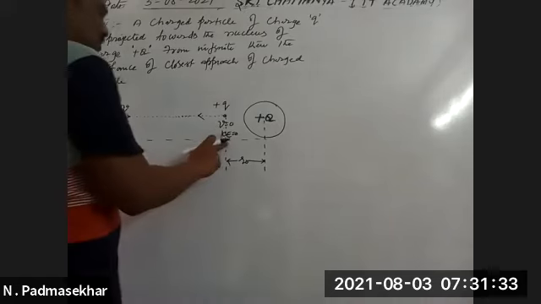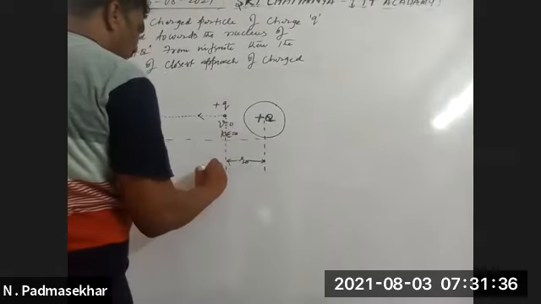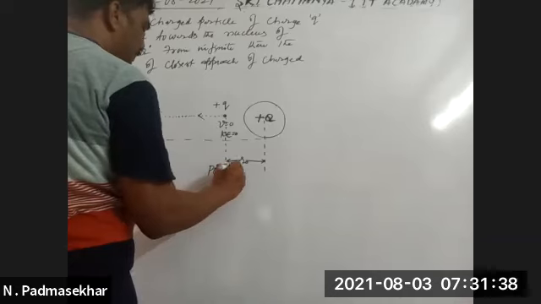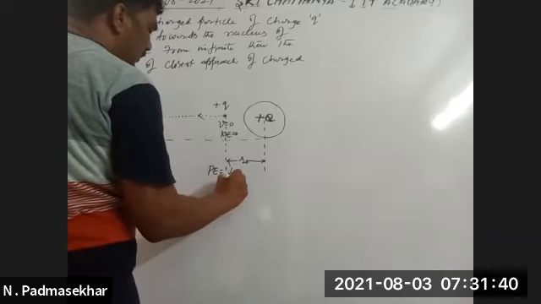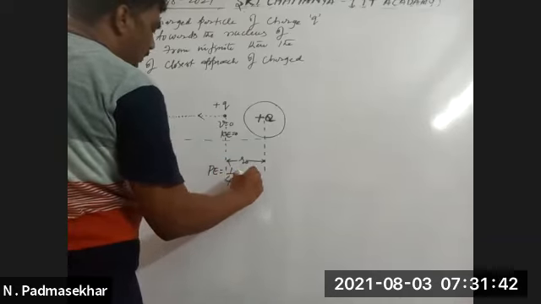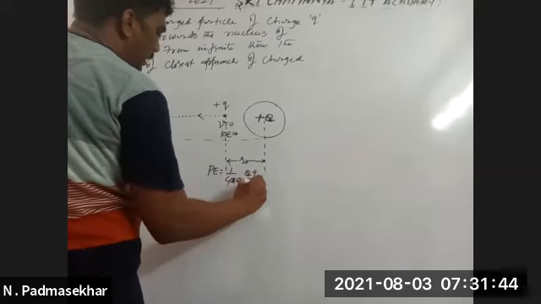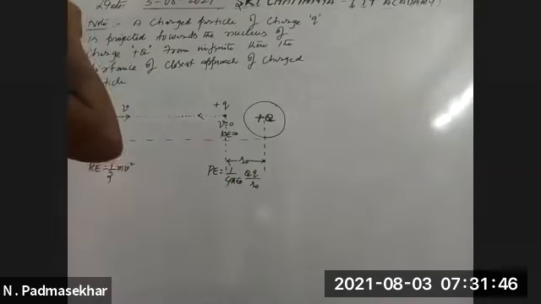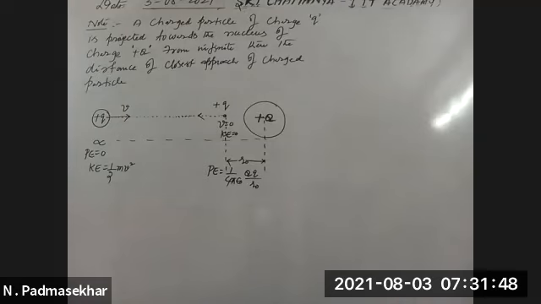And here the kinetic energy is equal to 0, but the potential energy is equal to 1 by 4 pi epsilon naught Q into Q by R naught. This is the potential energy.